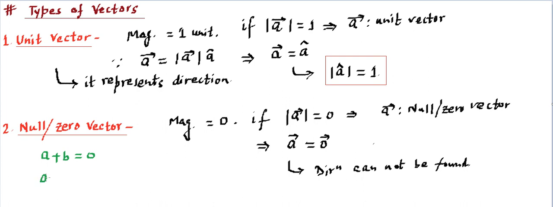But if we are writing A vector plus B vector, then we cannot write it as 0. Why can we not write it as 0? Because 0 is a scalar quantity, and on the left hand side you have a vector sum. When we sum two vectors, we always get a vector. So instead of writing 0, what are we going to write?